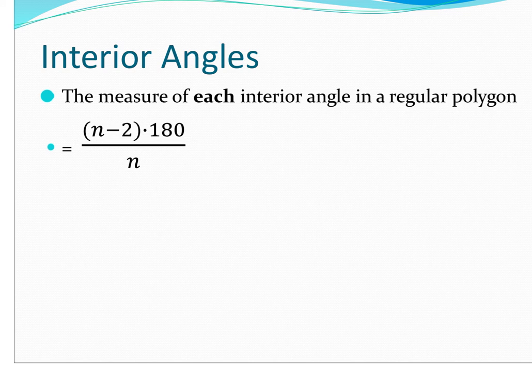In a regular polygon, each interior angle is n minus 2 times 180 divided by the number of sides. Keep in mind, it has to be a regular polygon, okay? A regular polygon means that all of the sides and the angles are the same. So that's why we can just take the sum of all the interior angles and divide it by the number of sides, because that'll give us the measure of each interior angle.